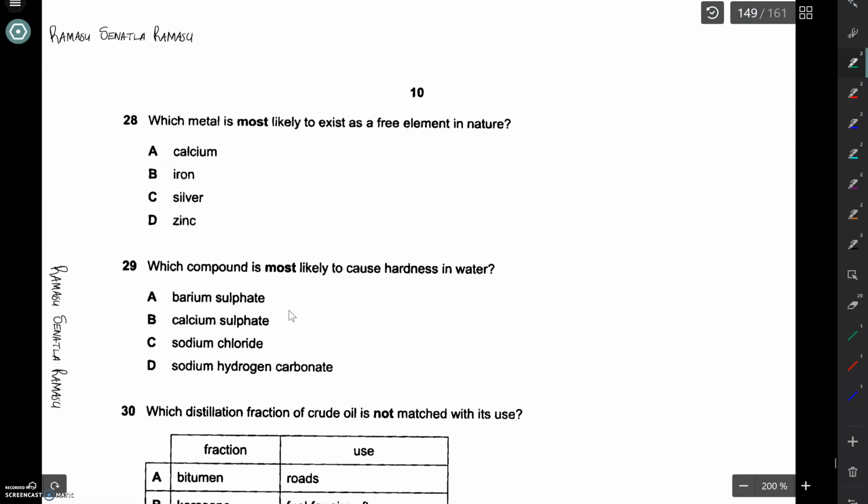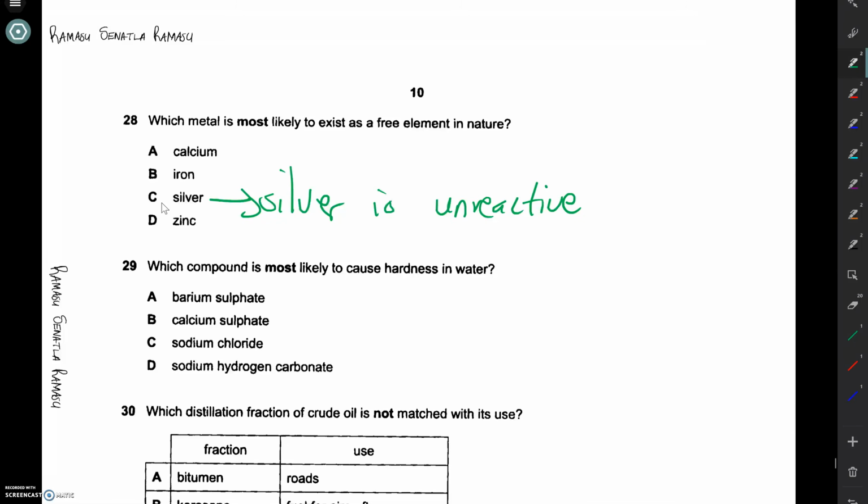28 says which metal is most likely to exist as a free element in nature? This would be silver, because silver is unreactive, so it will not react with anything like oxygen to form a silver oxide or a silver chloride or anything. Whereas calcium and iron and zinc are reactive, so they will react with oxygen to form oxides.